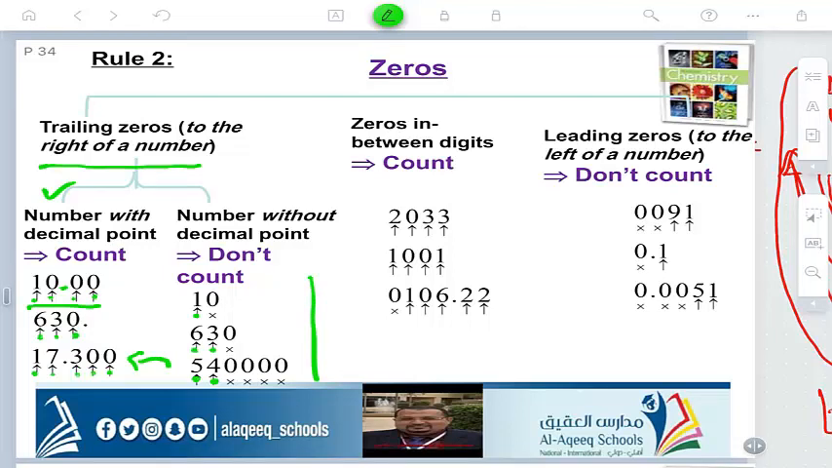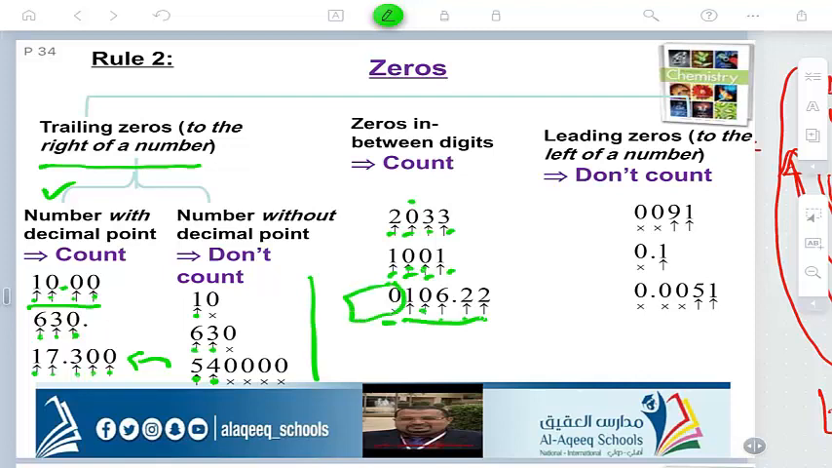Second case of rule 2. If the zeros are in between digits, do we count them? Yes, we count them. Look, 0 here, we count it: 1, 2, 3, 4. Zeros here, so count them: 1, 2, 3, 4. 0 here, whether a decimal is found or not, count all of them, but the 0 on the left-hand side, don't count. We count only those 1, 2, 3, 4, 5.